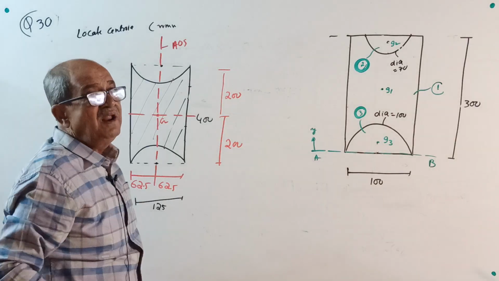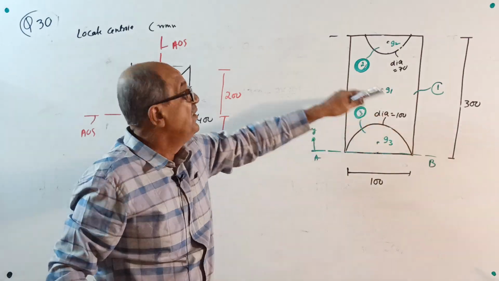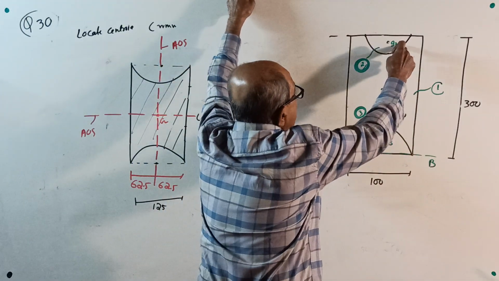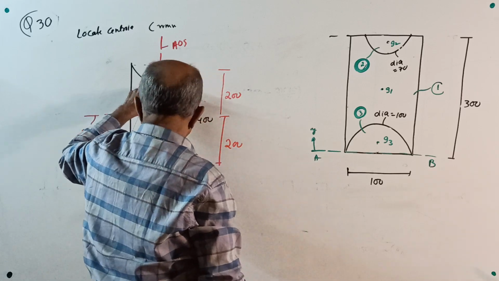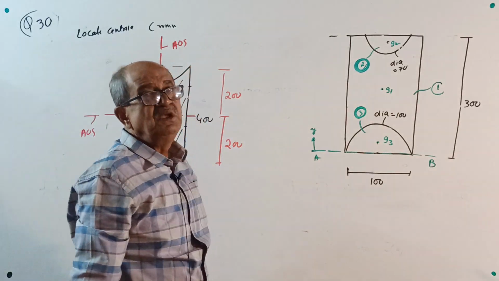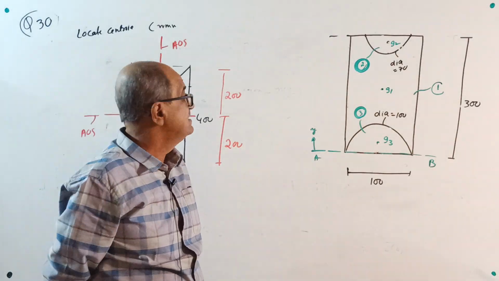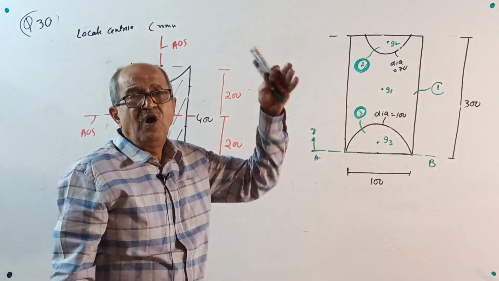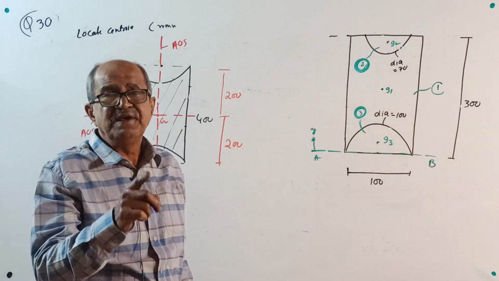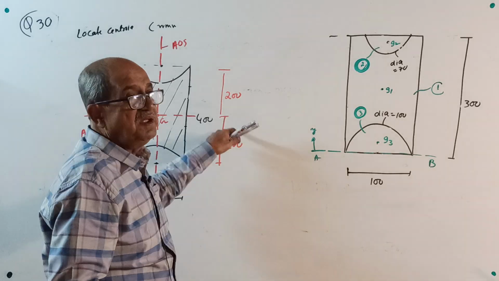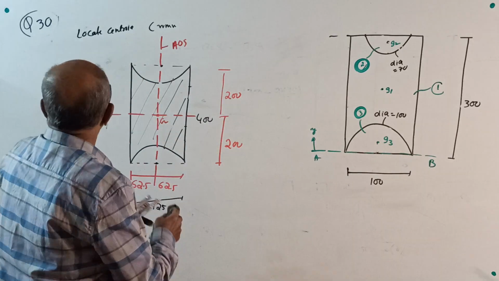Now, or you can do one thing. How the last time question was solved, where one diameter is 70, other diameter is 100. Here both diameters are 125, 125. You solve the question in the same way. Find y bar. See what happens. Either from bottom or from top, wherever you find y bar, it will 100% come 200 only. My guarantee.